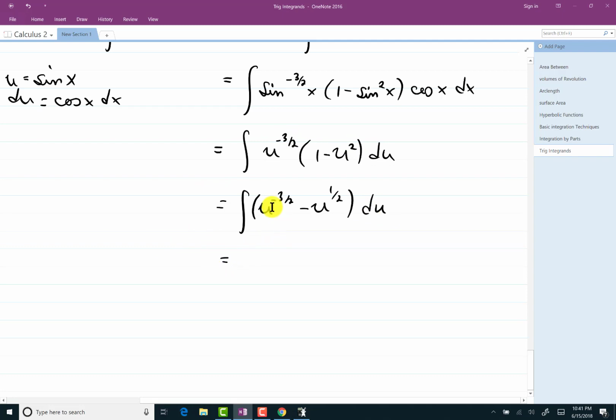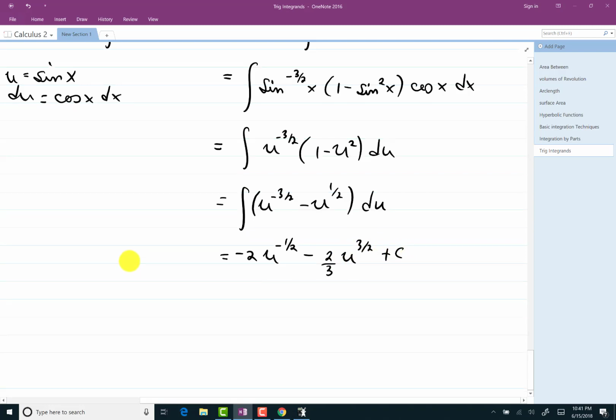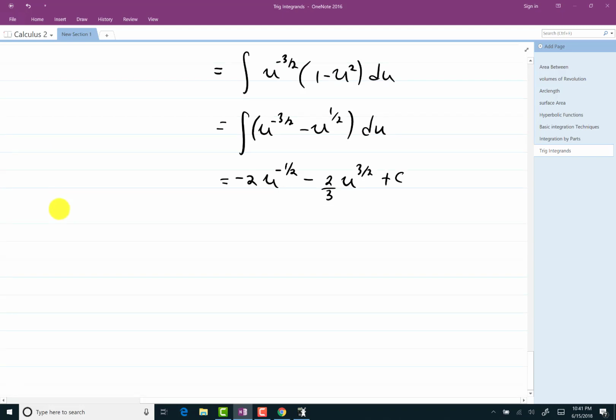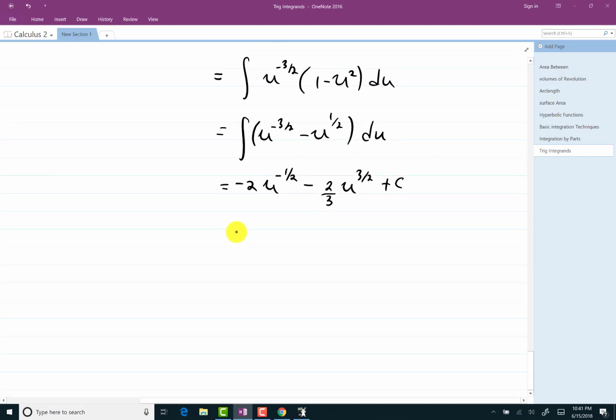And then when I integrate, I'm going to get u to the negative 1/2. But when I divide by negative 1/2, it comes out to be a negative 2. And I'll take this to the 3/2: 2/3 u to the 3/2 plus c. And then let's go ahead and throw in, what was u again? U was sine of x. So we end up with negative 2 sine to the negative 1/2 of x minus 2/3 sine to the 3/2 x plus a constant.